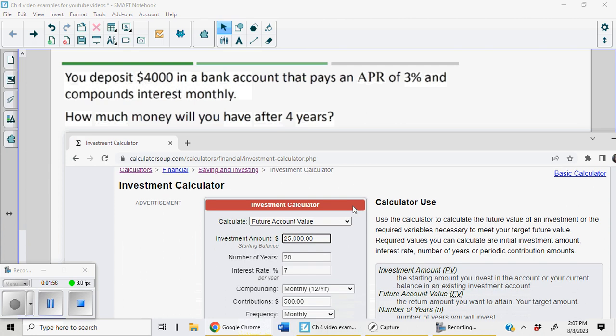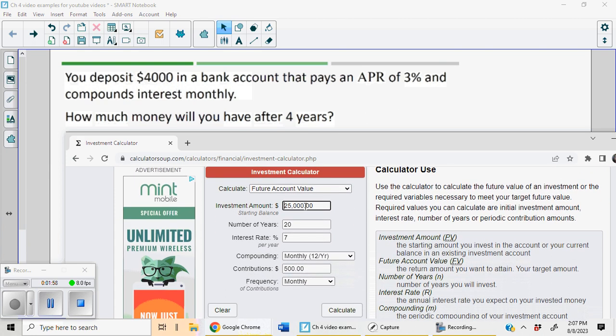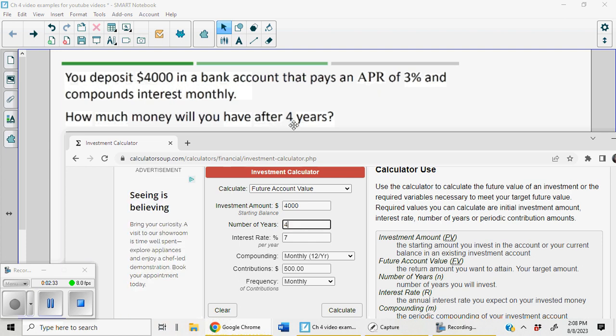And then here we have several options to change these little boxes. There's a drop down here that you can change. You can change different numbers. We're going to start by saying, what are we trying to calculate? How much money will you have in the future after 4 years? So we're trying to calculate the future account value. So we're going to leave that just like it is. The investment amount, or the starting balance, is our $4,000. You deposit $4,000. And how many years? They're asking about 4 years, so we change that to 4.